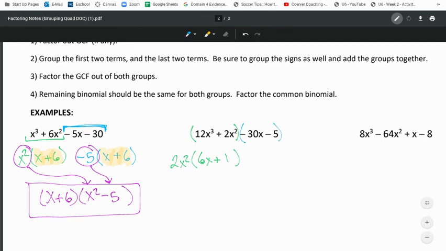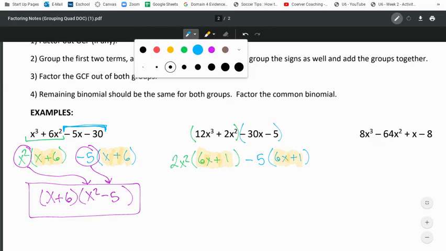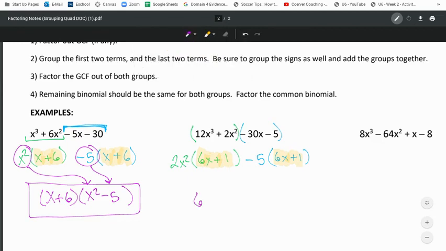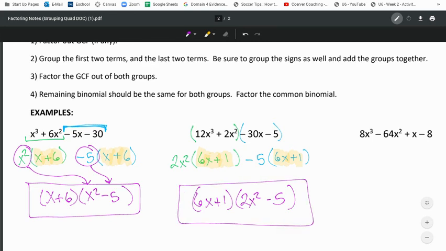This one again has a GCF of -5. And then this gives me a positive 6 here and a plus 1 there. And again, what am I looking for? Is this value the same as that value? If the answer is yes, we're on the right track. And so now I write that one time. I take both GCFs and I put them in the second factor. And I'm done.